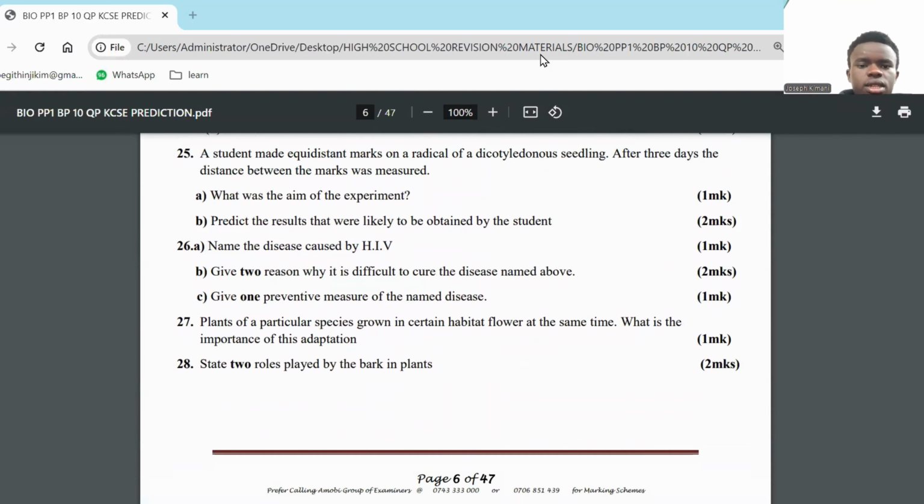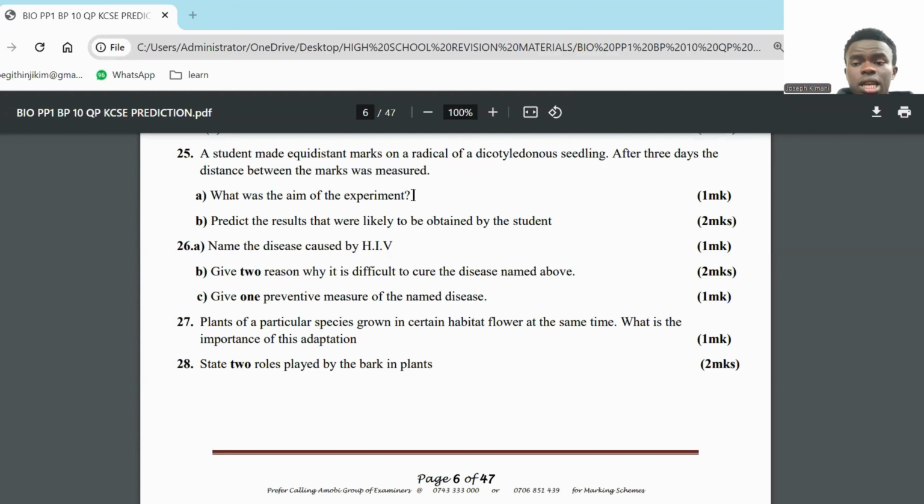So the first question asked, a student made equidistant marks on a radicle of a dicotyledonous seedling. After 3 days, the distance between the marks was measured. State the aim of the experiment. So if you make marks on a radicle of a dicotyledonous seedling, and now you come back after some days, what do you expect?